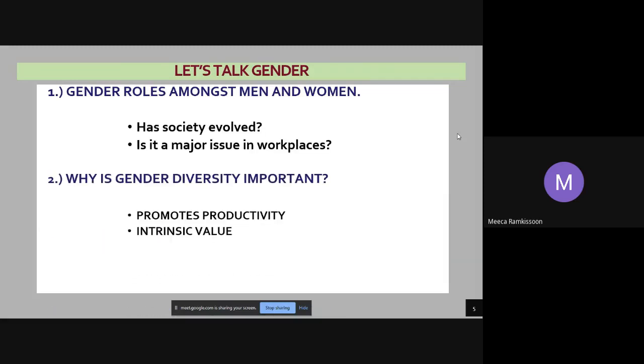Gender roles amongst men and women. Has society evolved and is it a major issue in workplaces? Yes, society has evolved from its standardized perception of what a man versus a woman should do with their lives, but it is still a controversial issue in workplaces and households. You know, from a child's development, you can observe how they'll communicate in workplaces.